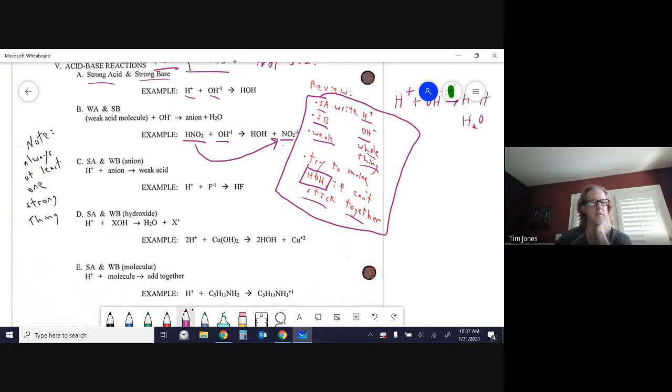Next, what do we have here? Strong acid, weak base. In this case, there's no hydroxide to form water with, so you just stick them together and you get this conjugate weak acid from the weak base. Next, we've got a strong acid and a weak base that does have hydroxide, so you can make water.